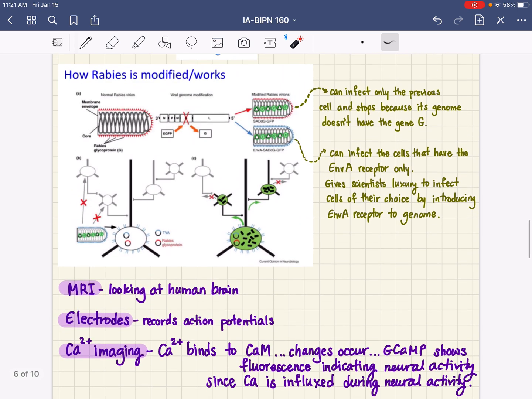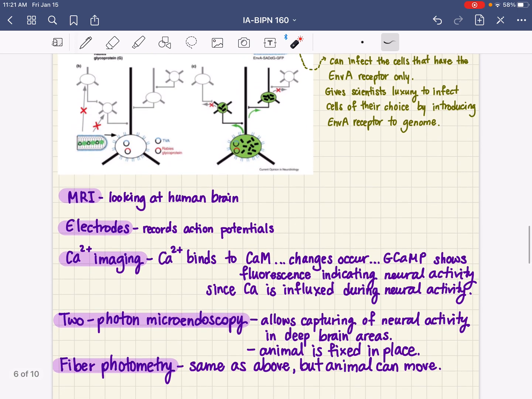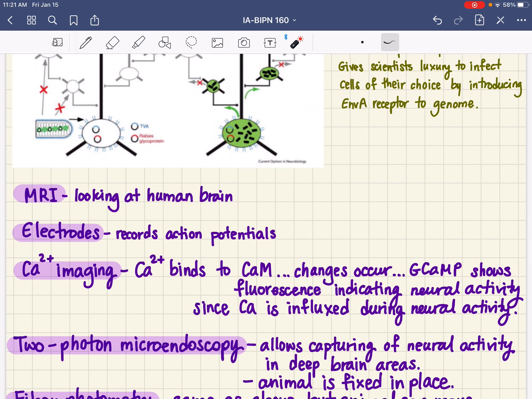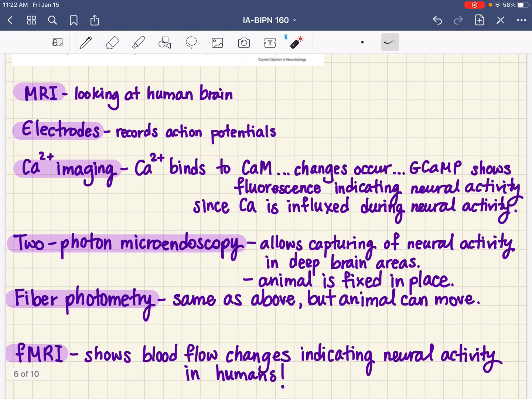Okay, great. Now let's talk about some other tools. The MRI can be used to take images of the human brain. The MRI is able to show different structures in the brain, different sizes and stuff like that, but it's just an image. Then we dive deep into the tools that are going to allow us to see activity, right?